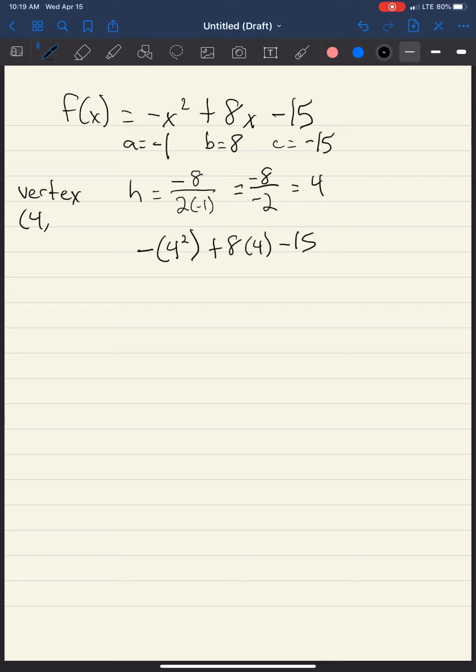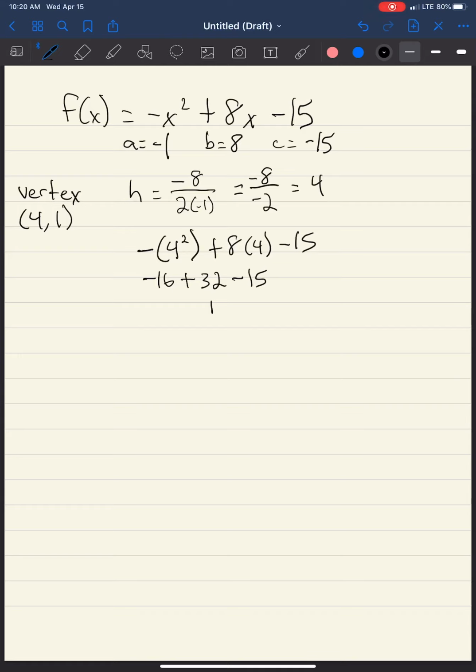So 4 squared is 16, and then that times that negative on the outside is going to be negative 16. And then 8 times 4 is 32, and then minus 15. So with this negative 16 minus 15, it's going to be, so negative 16 plus 32 is positive 16. 16 minus 15 is going to equal 1. So my vertex, I found it. It is at 4, 1.